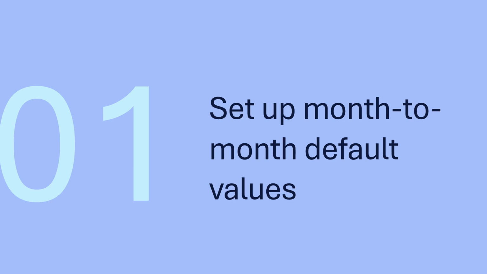Let's begin by configuring the default values for month-to-month extensions. Once the contract's original term ends and an extension is applied, the system must assign updated default values, including the contract and expense categories.